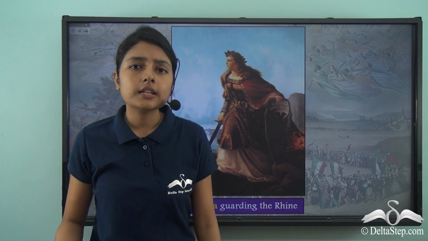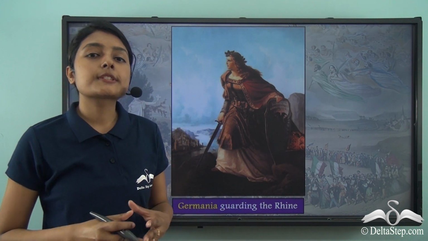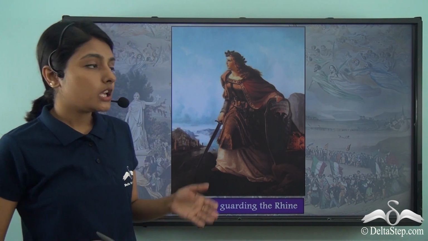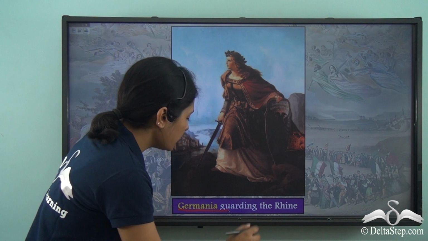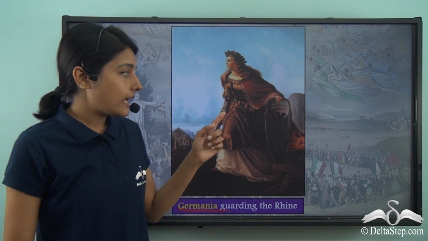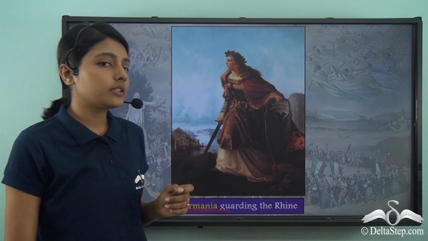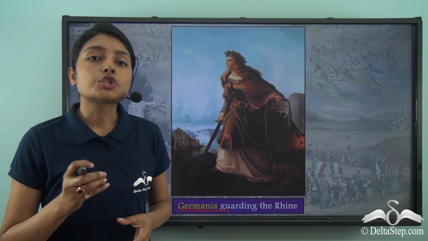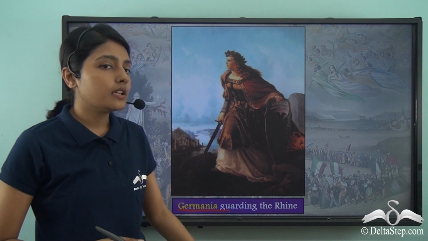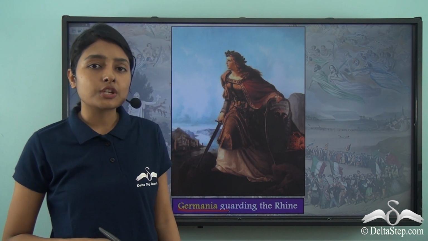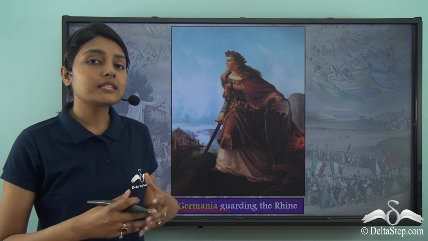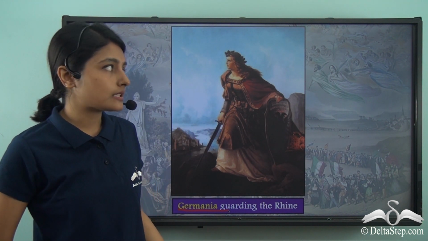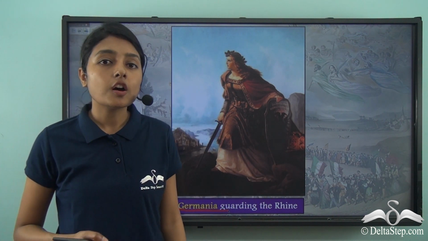Here we see another image of Germania. It was painted by the painter Lorenz Classen in 1860. Here we can see Germania is guarding the Rhine, and this sword that she is holding has something written on it. It reads, "The German sword protects the Rhine." So this is another powerful image, another powerful idea of the German nation which is being represented through this painting of Germania.